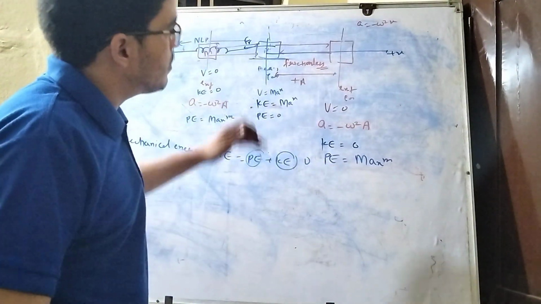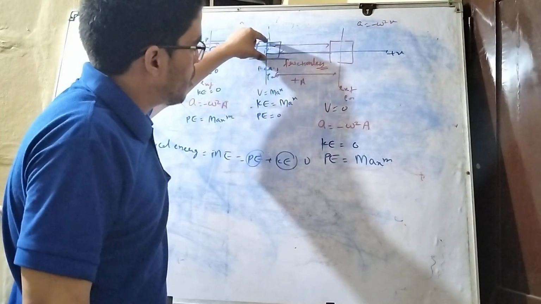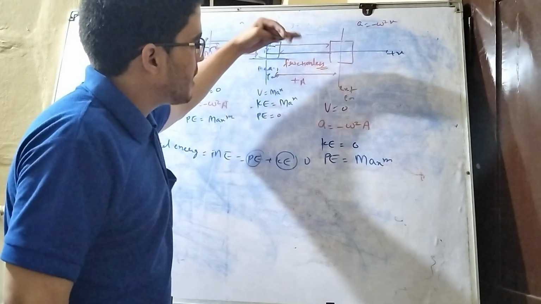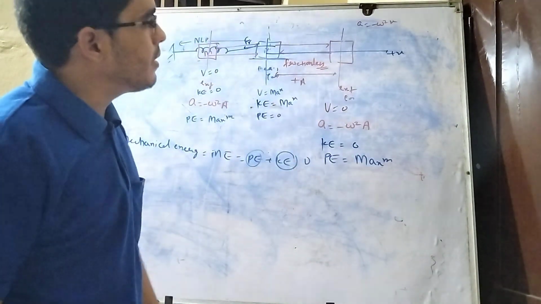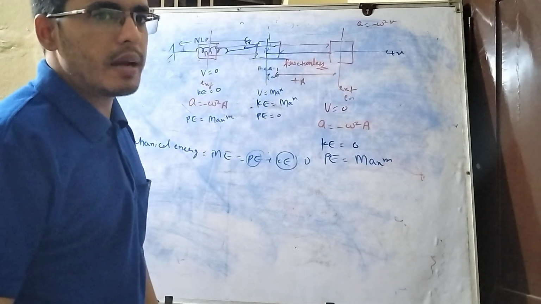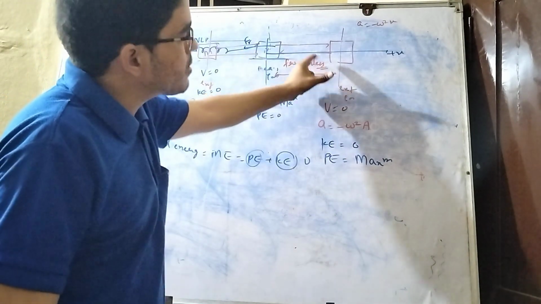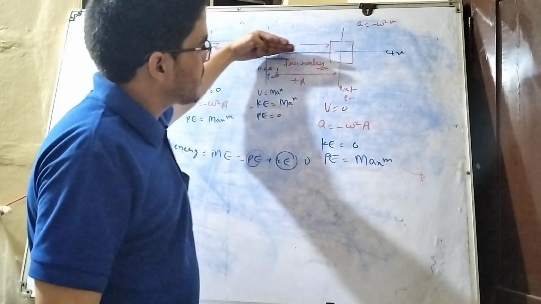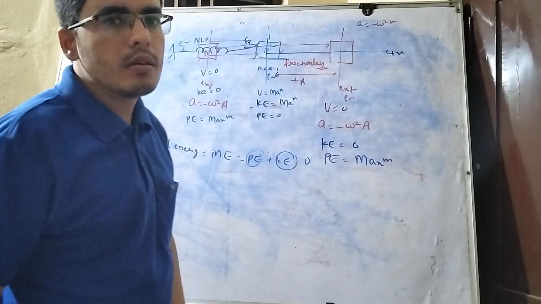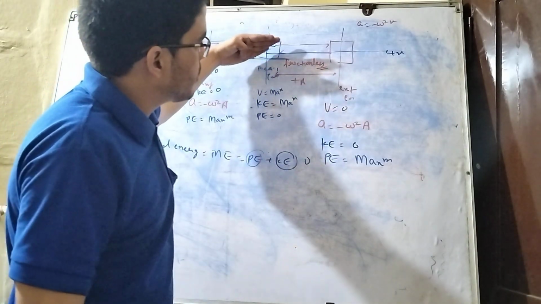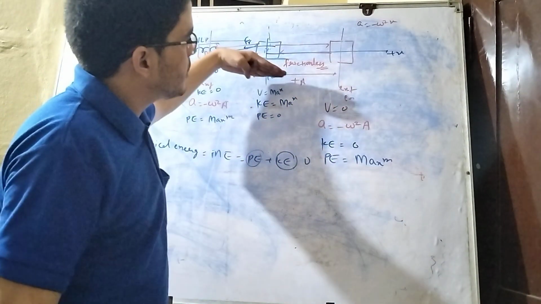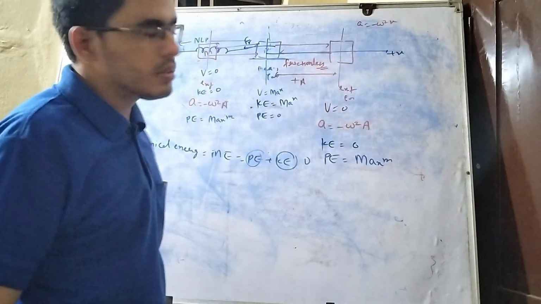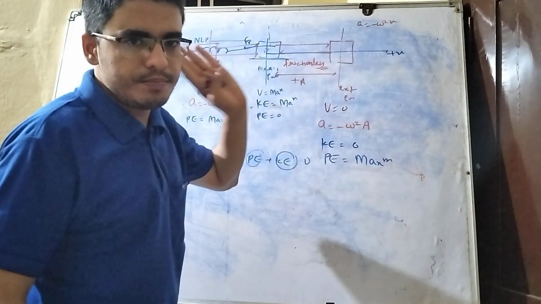So if a particle is going from mean to extreme, is the force variable or constant? The force is variable, because force equals minus k into x, and x will increase, so force will also increase. Got my point? So from mean to extreme, force will be variable, velocity will decrease, acceleration will increase, kinetic energy will decrease, and potential energy will increase.